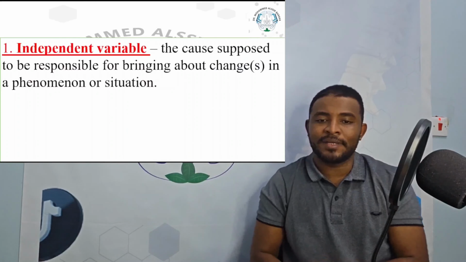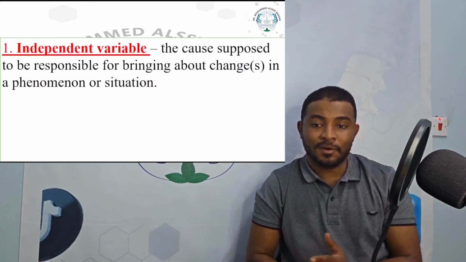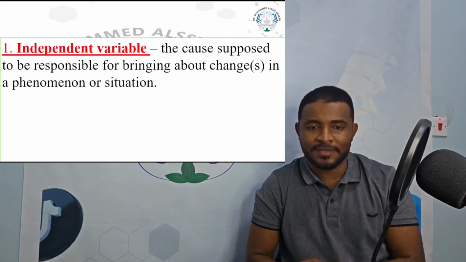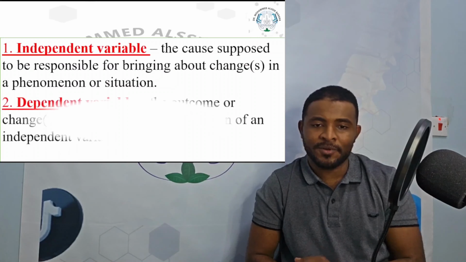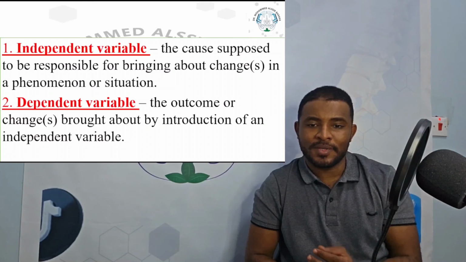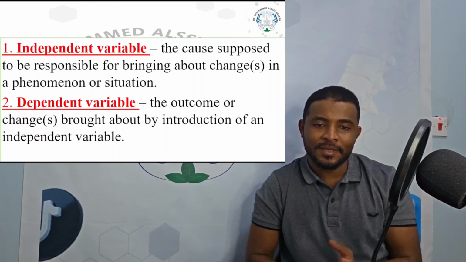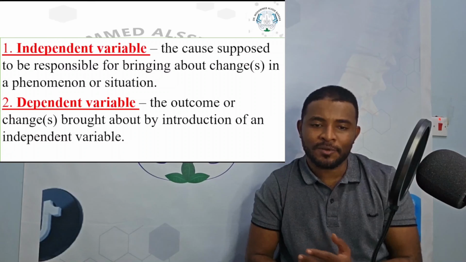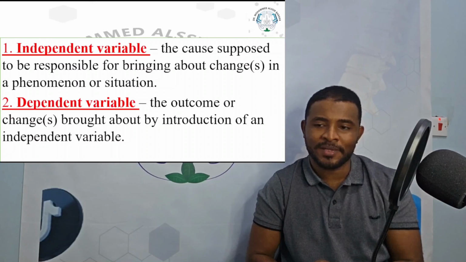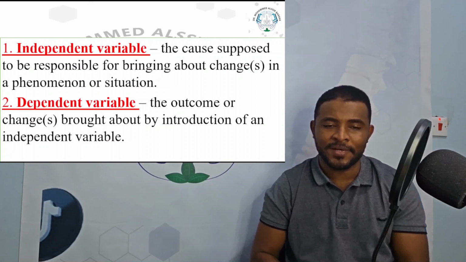What are the independent variables? The cause supposed to be responsible for bringing about change in a phenomenon or situation, while the dependent variable is the outcome or change brought about by the introduction of an independent variable. This is the difference between independent and dependent variables.